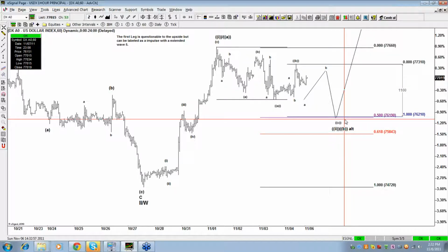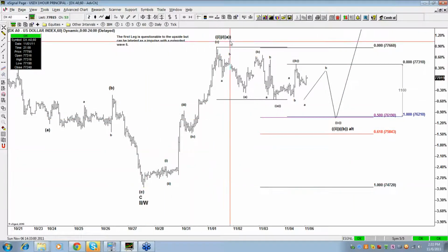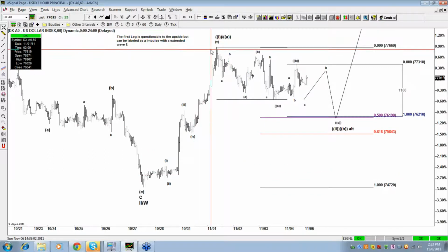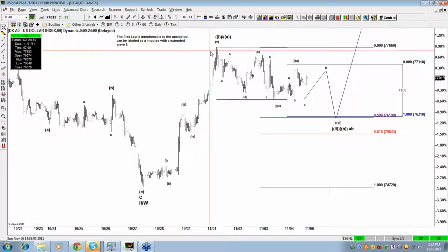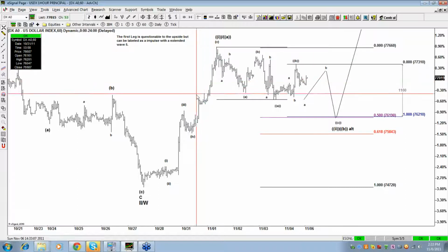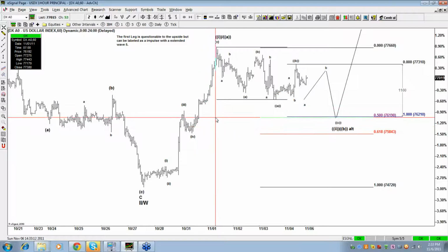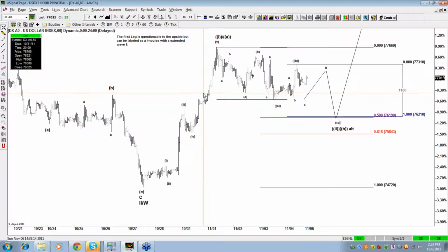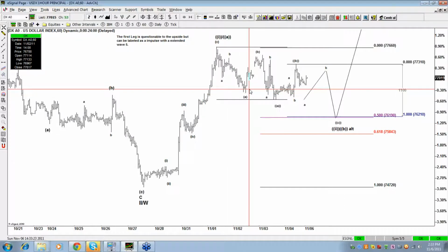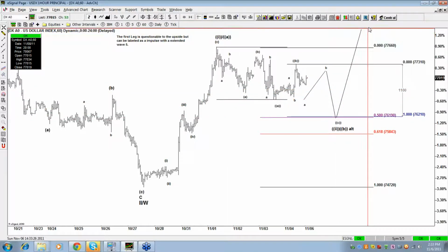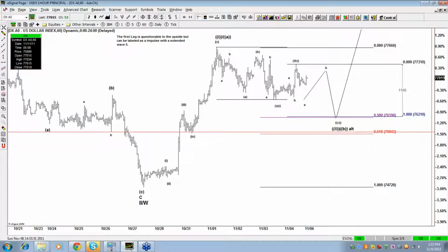It looks very clear. This five-way looks like a 5 with an extended 5. I don't disagree with it. I can live with it, but I would rather see no extended 5 and the move having ended around this area, and I was more sure about the path. As of right now, there is no sure thing. The only sure thing is that another leg of dollar strength should happen during this week. That's the message.